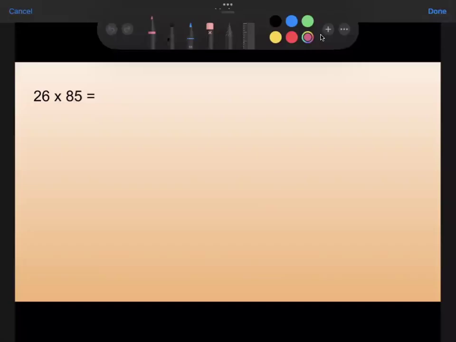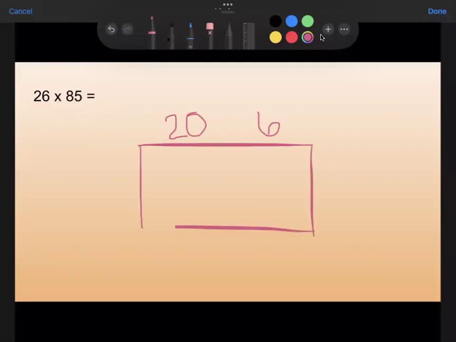Okay, here is our next one. We're going to take 26 and we're going to multiply it by 85. I'm going to show you how to do this using the box or area method. So I'm going to actually split up both numbers by their place values. Let's start with 26. 26 has a 2 in the tens place, so that represents 20, and a 6 in the ones place, which represents 6. So now that I have those, I'm going to go ahead and make a box under it and put 2 columns, one for the 20 and one for the 6.